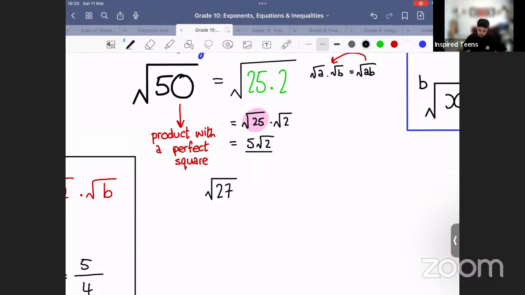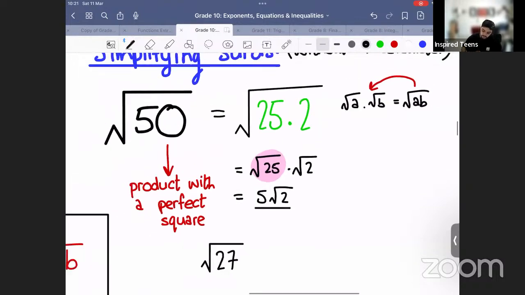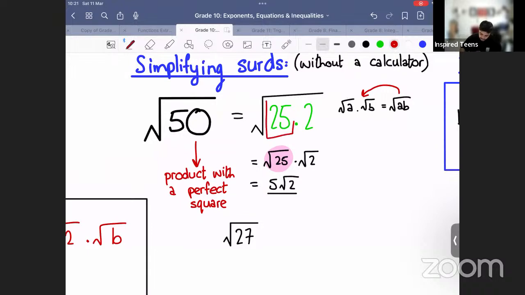Okay, so square root 27. Not both have to be a perfect square, just one has to be a perfect square. So someone asked, why did I use 2 if it's not a perfect square? You just have to write it as a product where one of its factors is a perfect square, not both, just one.